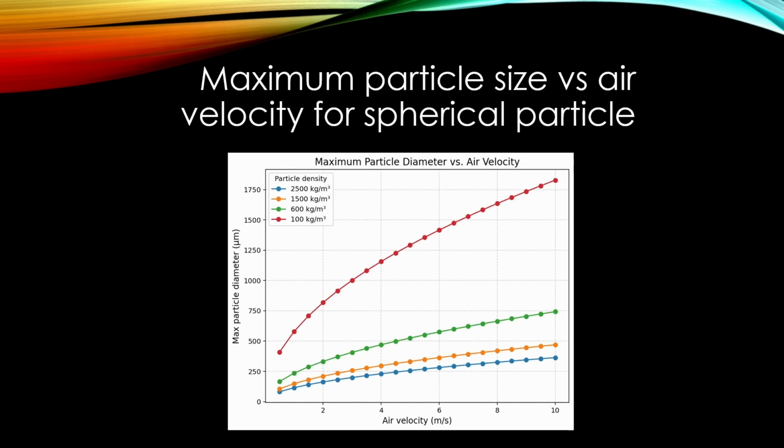And if we look at this picture, we can see that, for example, if we have air velocity 10 meters per second, that flow will carry heavy particles around 300 microns. And light particles, density 100 kilograms per cubic meter, almost 2 millimeter particles will be carried with that flow.